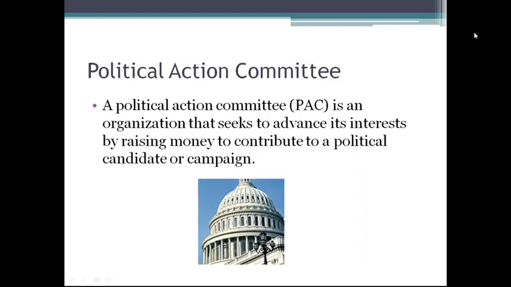A political action committee is an organization that seeks to advance its interests by raising money to contribute to a political candidate or campaign. Examples of political action committees. There was an extraterrestrial phenomena PAC that targets the politics of UFO phenomena for confirming evidence. Pretty interesting, right? There was the Terry PAC, dedicated to elect leaders who respect the right to personal privacy and the rule of law. Also urges individuals to create living wills, something that we should be pretty proud of as nurses and educate our patients on.